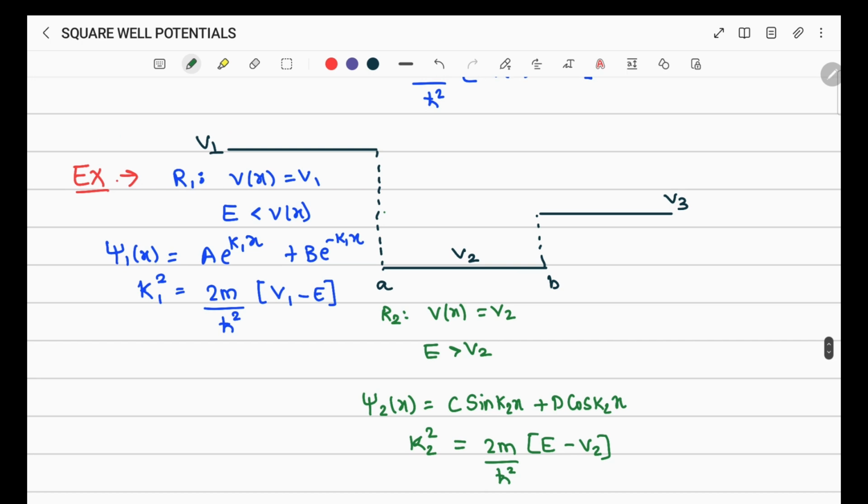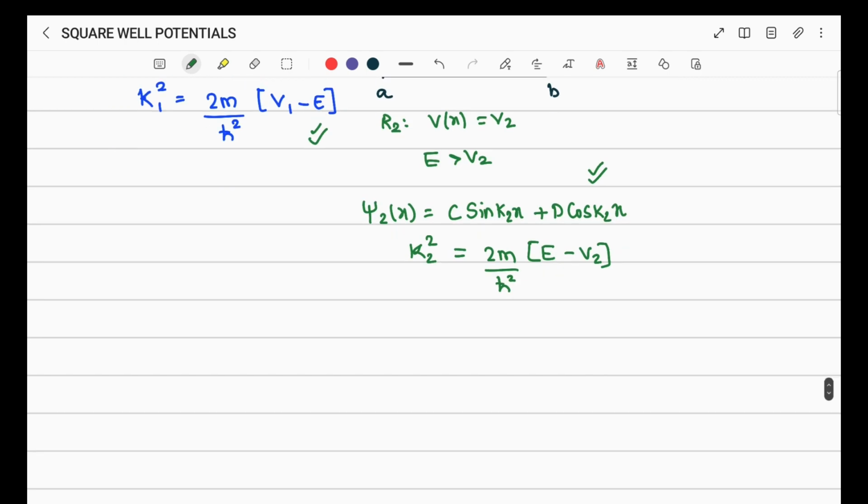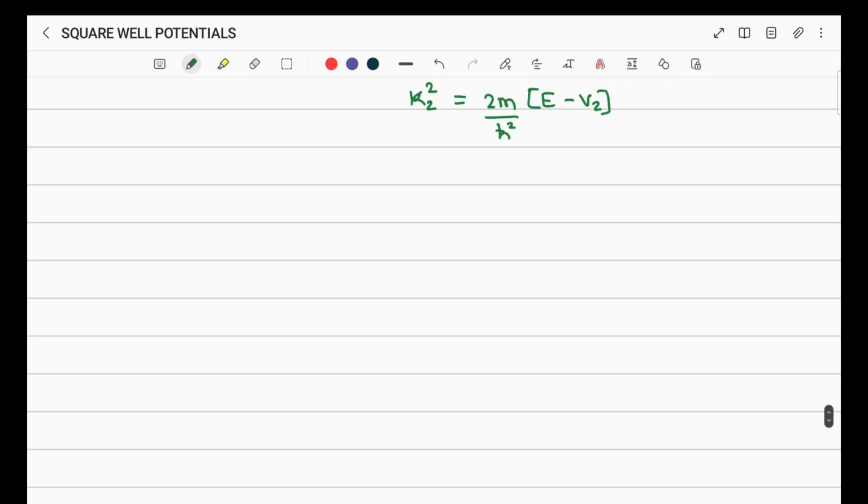Similarly, for the third region you can write it whatever the energy value might be. It might be greater than V3, it might be less than V3. Based on that, you can write one form or the other. It was a very simple thing to do. Based on this, direct questions have been asked in TIFR, JAM and GATE exams, so you might now solve problems based on these.